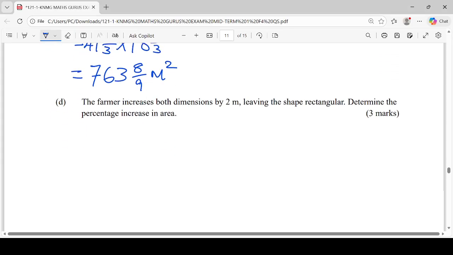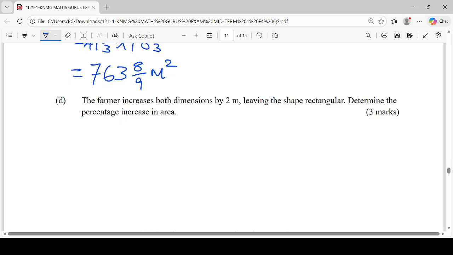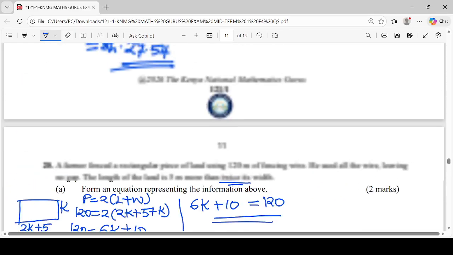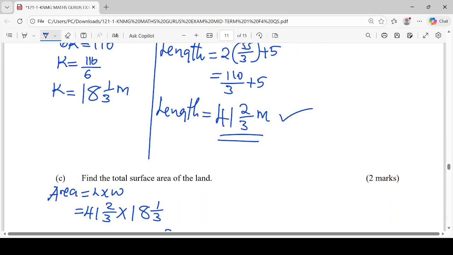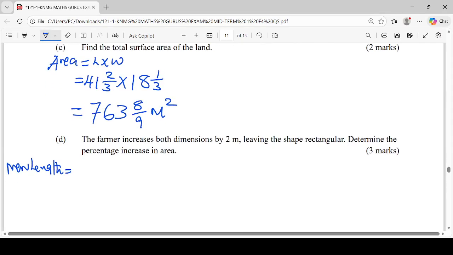Part D of the question paper. The farmer increases both dimensions by 2 meters, leaving the shape rectangular. Determine the percentage increase in area. First of all, let's get the new dimensions. The new length: the old length from our calculation was 41 2 over 3, so now it is 41 2 over 3 plus 2, meaning it is 43 and 2/3 meters.